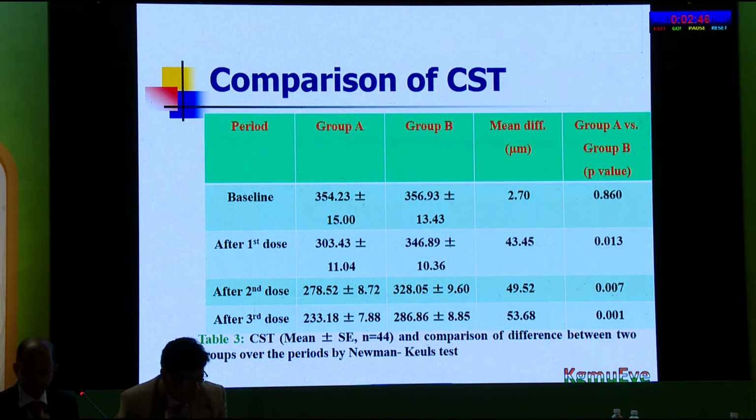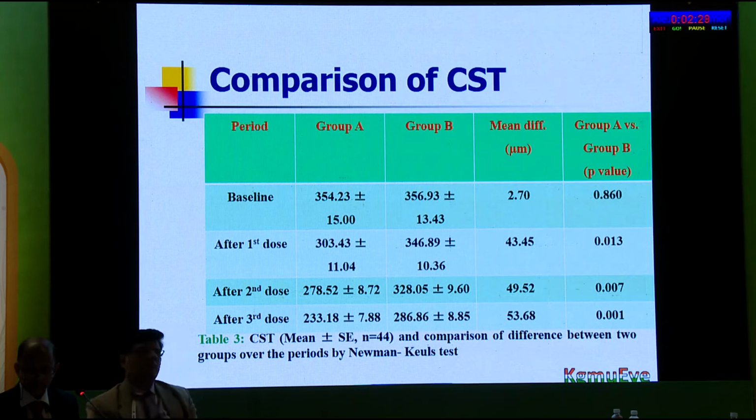That is, at the baseline, the p-value is not significant. That means it was comparable, but after the first dose, after the second dose onwards, it became significant. That is, group A showed a greater decrease in the CST, which means macular thickness has decreased in group A, which received bevacizumab.